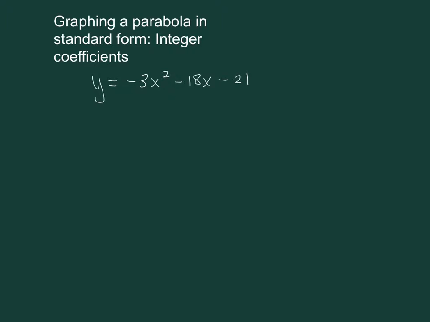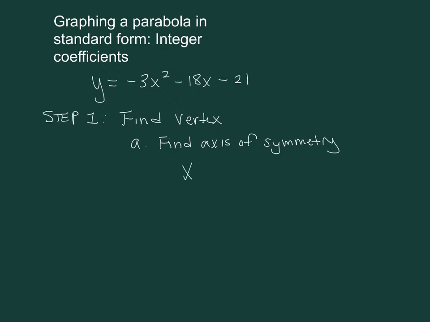The first thing we want to find is our vertex, okay? So step one is to find the vertex, and what we're going to do to find the vertex is find the axis of symmetry. So a subset of step one is find the axis of symmetry. Now we know from the previous problem that the axis of symmetry is this equation.